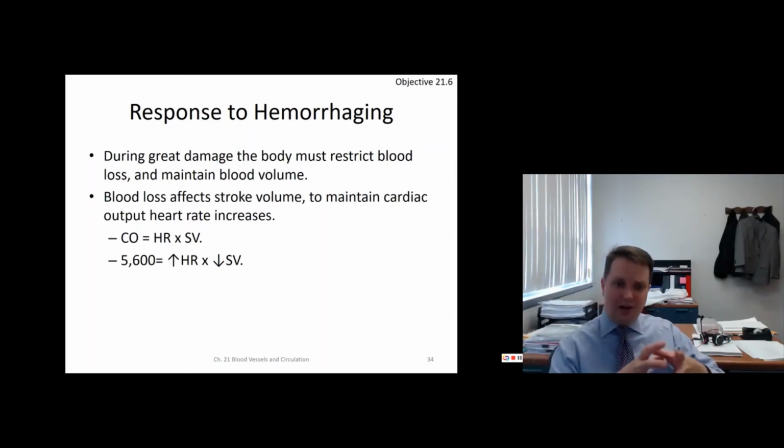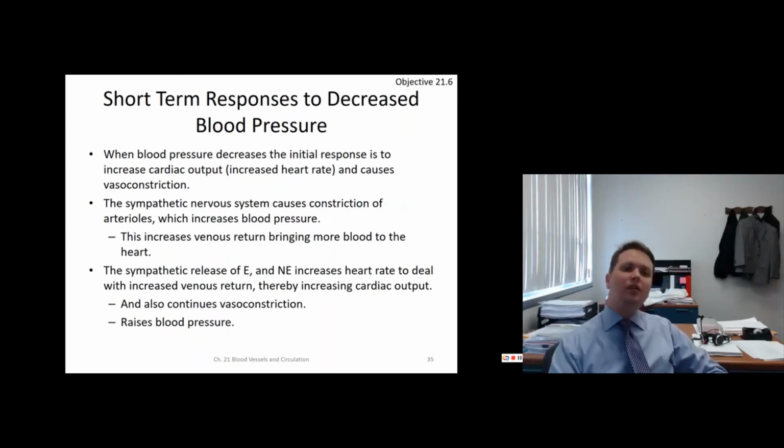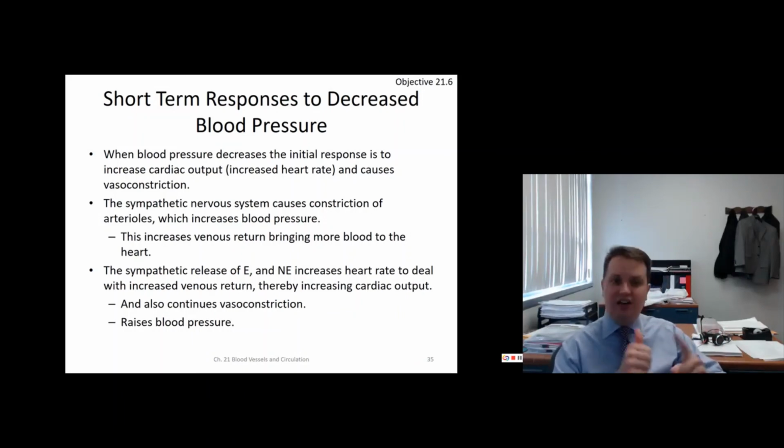So that's basically what you're doing. If you're bleeding, your heart rate goes up. Try to keep that going. Now, the other thing is, if blood pressure goes down, what we immediately want to do is increase cardiac output. We increase the cardiac output, we make the heart rate go up, and we constrict our blood vessels. Sympathetic nervous system is what does that. It constricts the arterioles, increases blood pressure. That increases venous return, makes the heart rate go up.